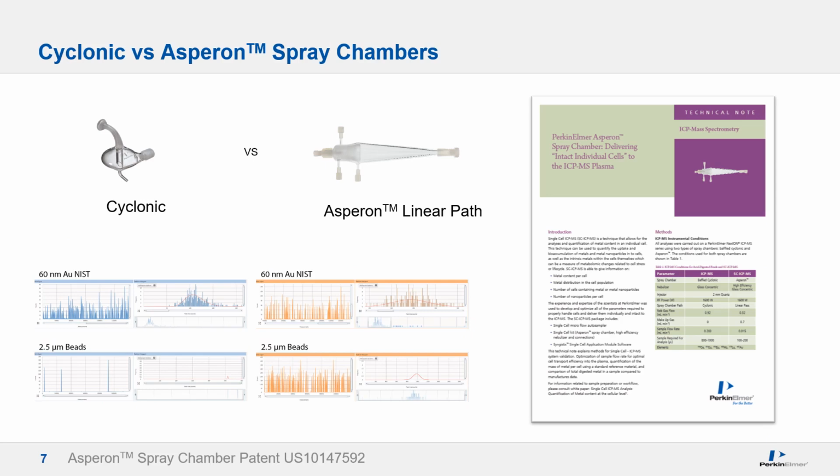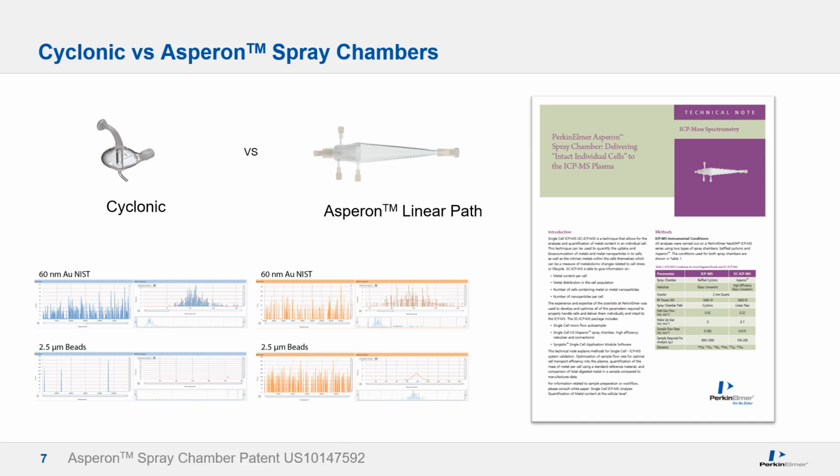Here's a bit more detail on those two different sample introduction systems. For the cyclonic system, if we look at the blue graph below, we see that the nanoparticles are measured as expected with a high transfer efficiency, whilst the larger entities, in this case 2.5 micrometer beads, are largely not making their way through the cyclonic spray chamber, and we get hardly any signal for those. On the other hand, the Aspirin spray chamber does transmit the nanoparticles, but it also transmits the larger entities, which correspond to cells, and so allows a measurement of cells.